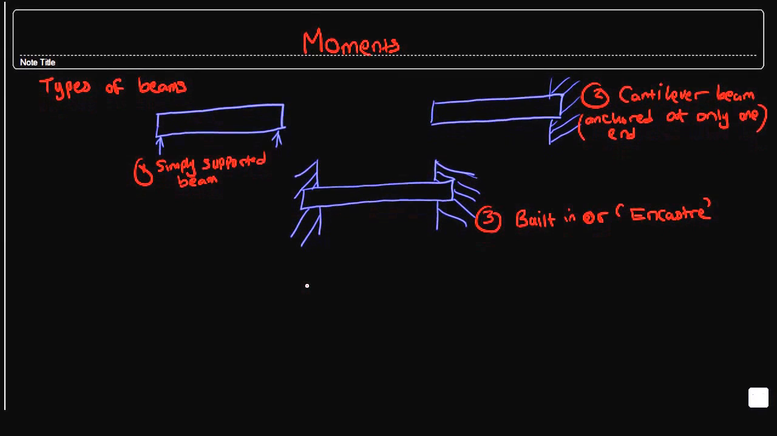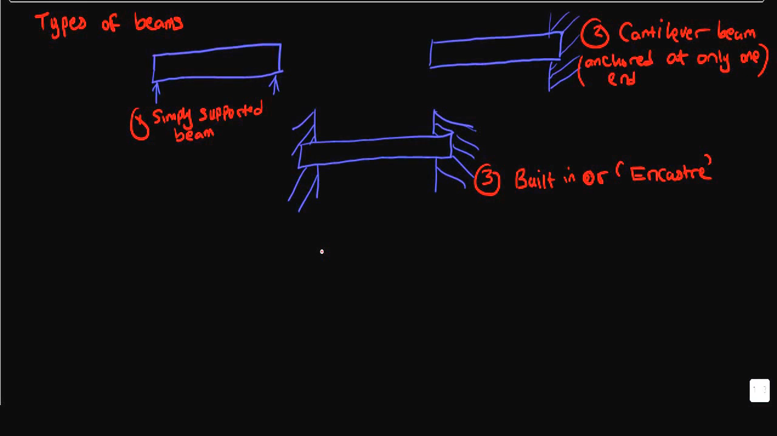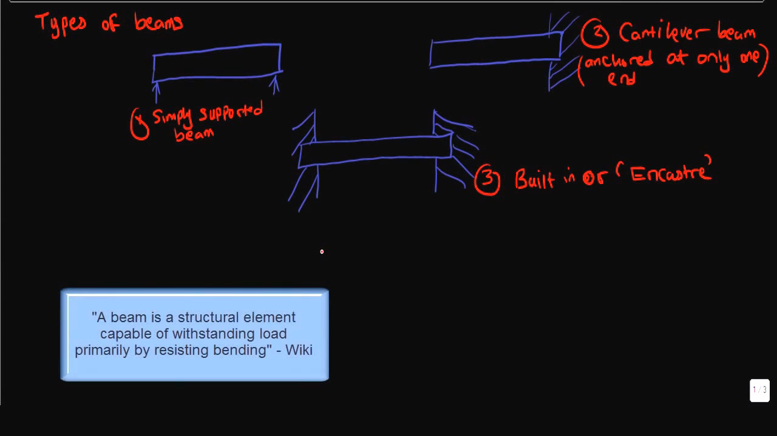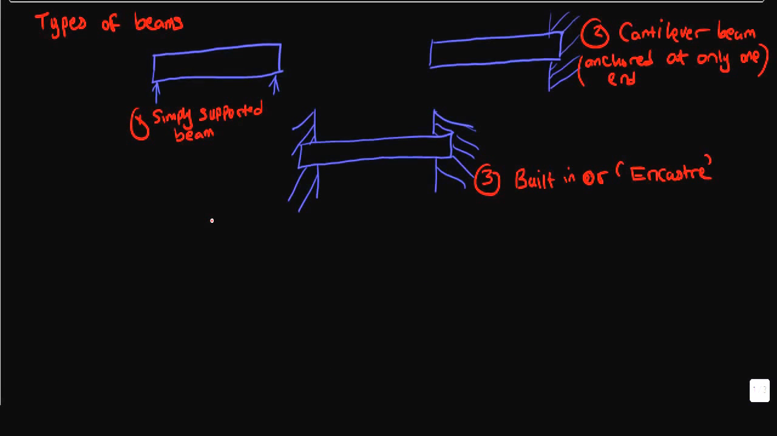And so, what is a beam? A beam is a structural engineering element capable of withstanding load primarily by resisting bending. On the screen here I have a sketch of three types of beams that you might come across if you're studying civil engineering or mechanical engineering, especially civil engineering.